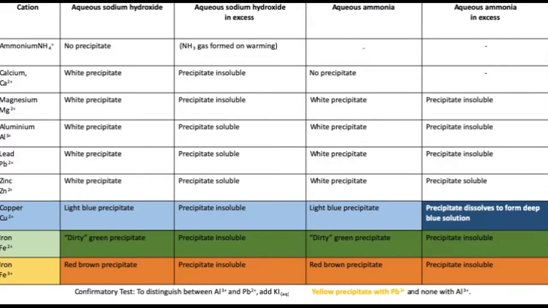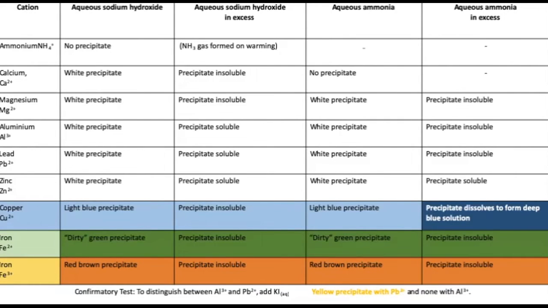As we saw in that clip, the transition metal ions are colored in aqueous medium and they form colored precipitates which are insoluble in excess aqueous sodium hydroxide and aqueous ammonia, except for copper 2+, which dissolves in excess to form a deep blue solution. The challenge is to distinguish among the different metal ions that could form a white precipitate, those cations from groups 2, 3, and 4 metals.